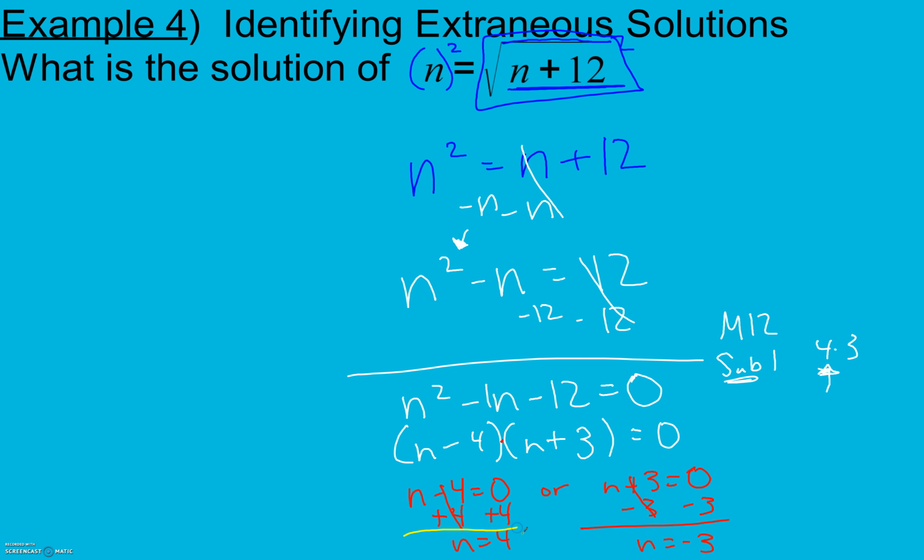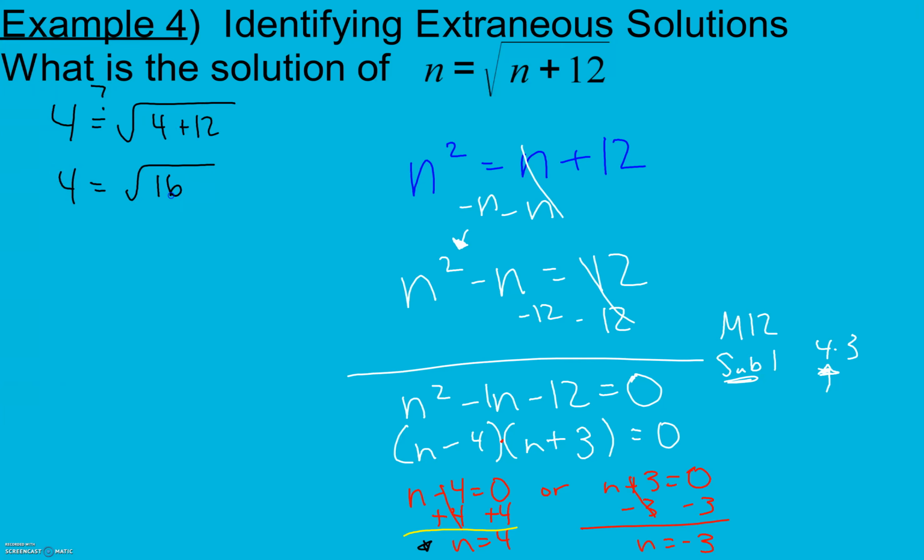Now, we need to double check here and make sure both these answers work. So I plug them into my original equation. And when I do that, guys, what I mean is the equation that I had to start off with. So before I squared it, before I changed anything at all. So here that's going to be n equals the square root of n plus 12. So I'm going to try 4 first. 4 equals the square root of 4 plus 12.